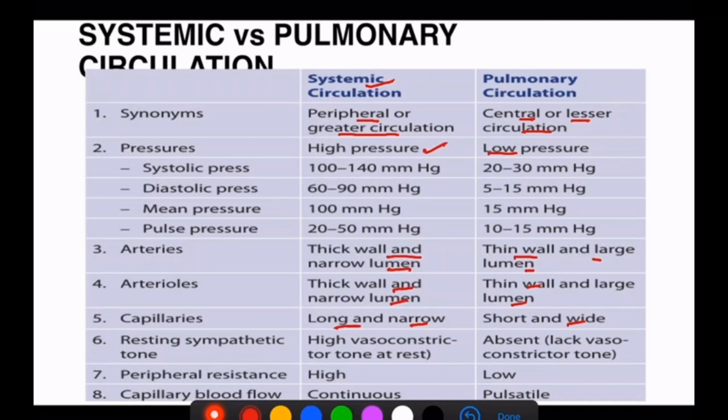Resting sympathetic tone: high vasoconstrictor tone is present in systemic circulation, while it is absent in pulmonary circulation. The peripheral resistance in systemic circulation is high due to presence of more arterioles and meta-arterioles, while it is low in pulmonary circulation.